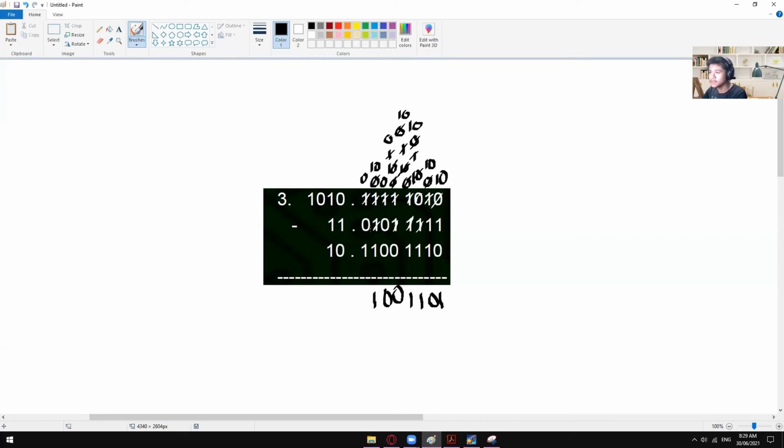Okay. And then 0 minus 1 cannot be. So we have to borrow to this neighbor of yours. Same logic. This neighbor has to borrow first to his neighbor because he doesn't have anything. So 1 will become 0. And then 0 will become 10. And then you can now borrow to this neighbor of yours since he has money now. So 10 will become 1, and then 0 will become 10. 10 minus 1 is 1. So are we clear up to this point?